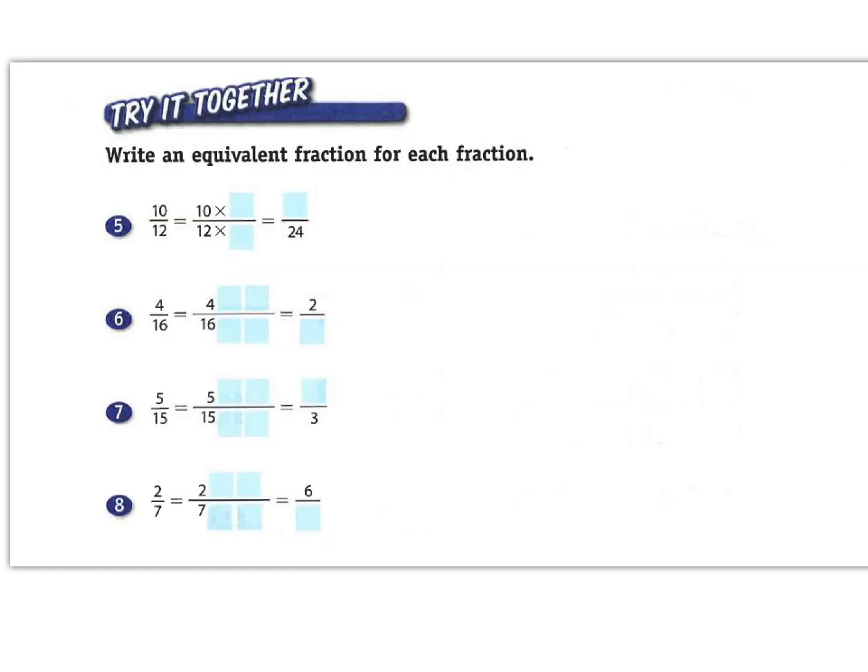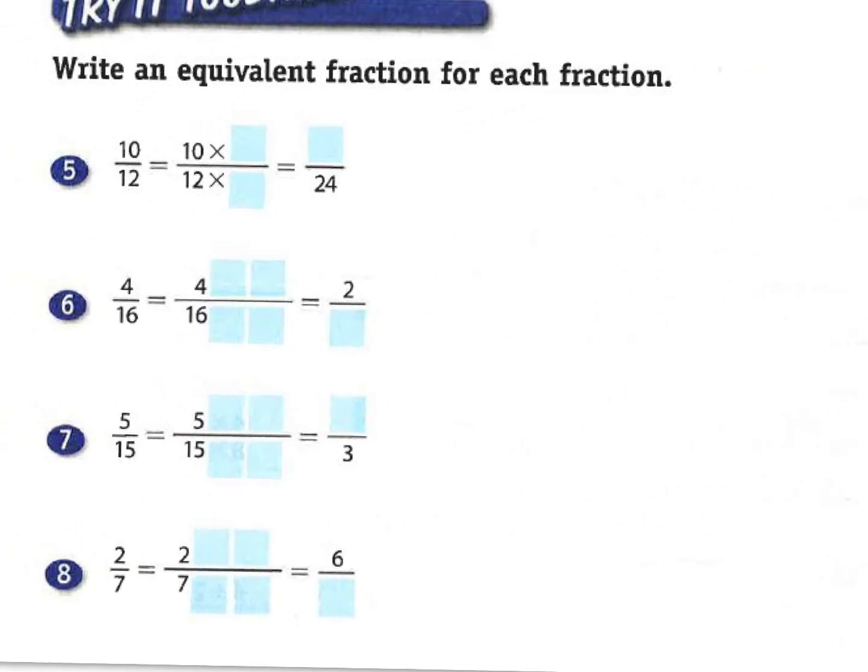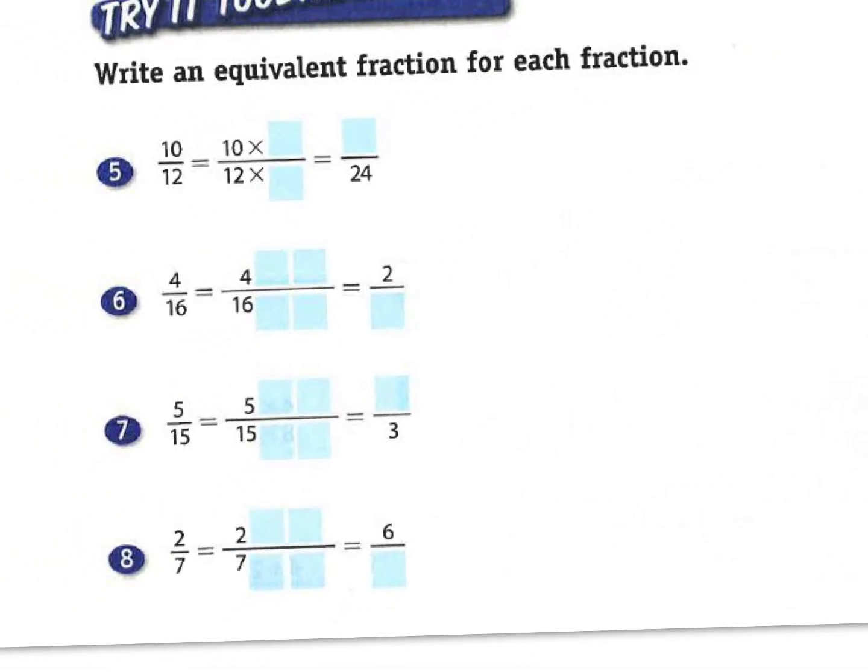All right, write an equivalent fraction for each fraction. I'm going to make this a little bigger so we can see that. So, number 5 says 10/12. So 10/12 equals something over 24. Well, we know 12 times 2 is 24, so that means we would have to do times 2 on the top. Same thing. 10 times 2 is 20. So 20 over 24 is the same as 10/12.